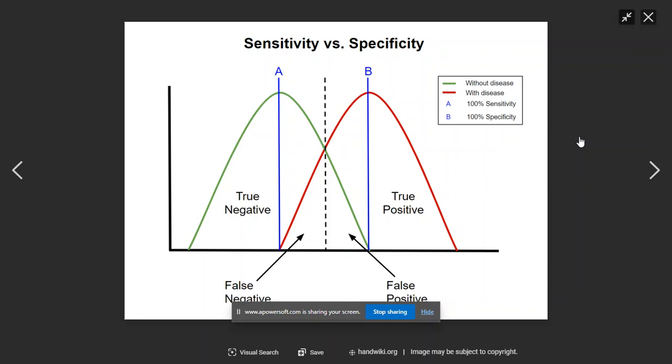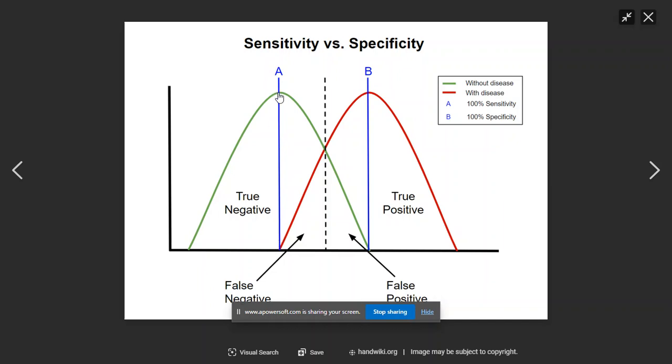Now, sensitivity. What it says, look at test A, is that all the positive, the diseased ones, I will catch, but some of the negative I will also catch. Namely, with a 100% sensitivity test, I can't miss the positive ones. So if a sensitivity test tells you that you are negative for the disease, you are negative for the disease, because every diseased patient it will catch.